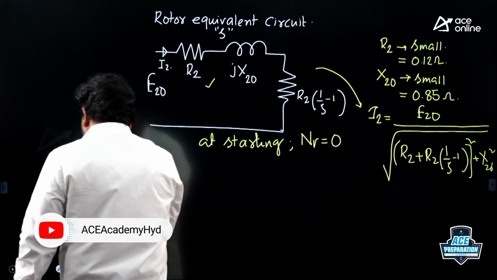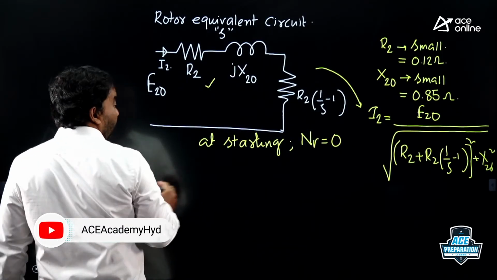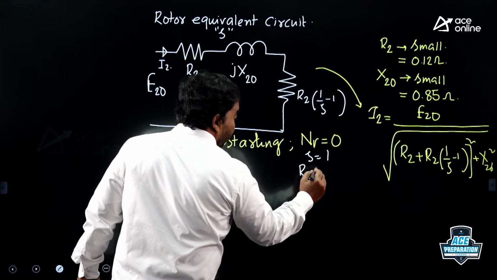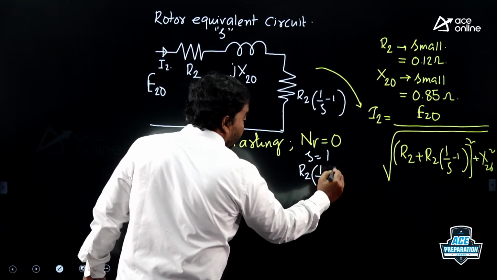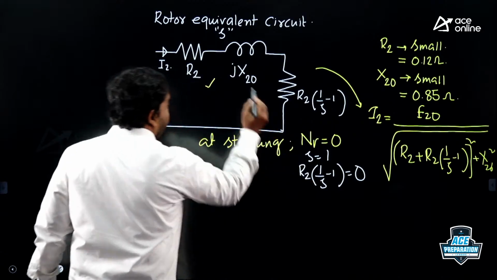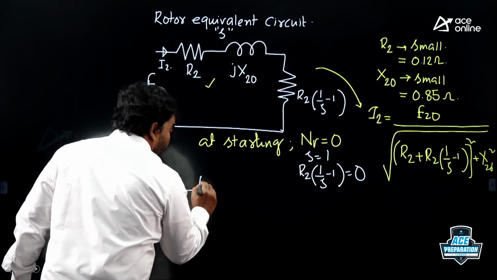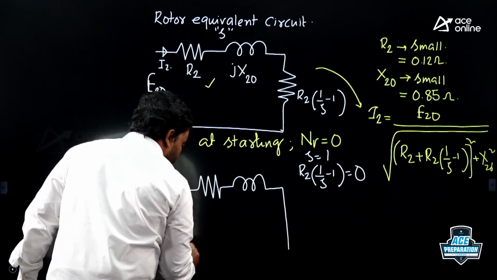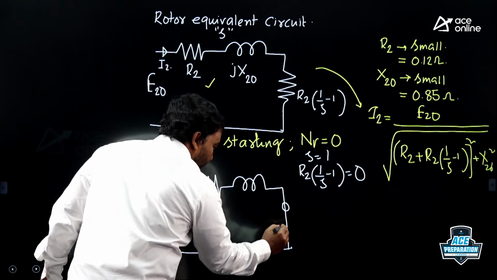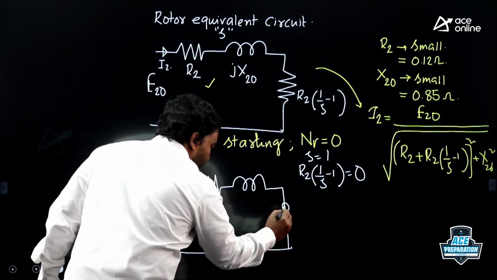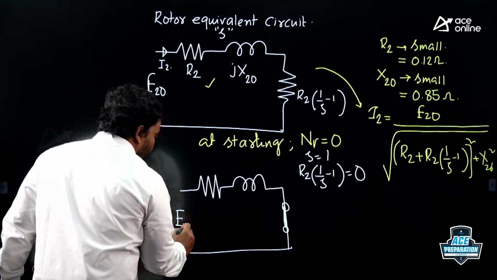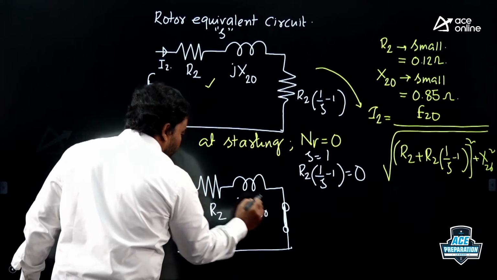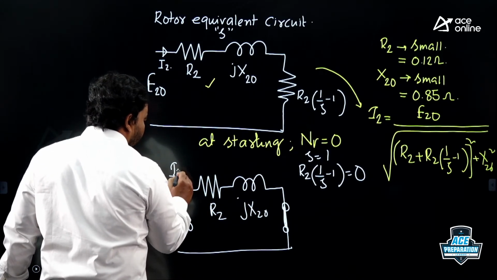Now let me talk at starting. At starting, NR is equal to 0, slip is equal to 1. When slip is equal to 1, R2 into (1 by S minus 1) will be 0. Then if I try to draw the rotor equivalent circuit, you can see the rotor equivalent circuit at starting will be like this. You can see this will be a dead short circuit. This is E2 naught, this is R2, this is X2 naught, this is I2 start.